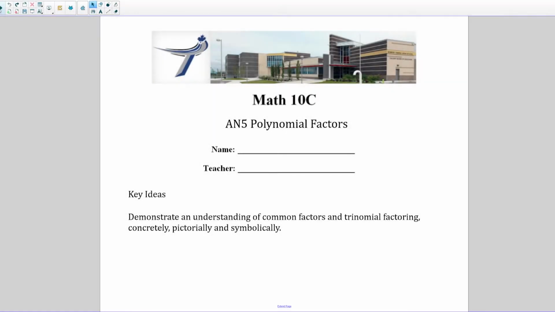Hello everyone and welcome back to another video. Today we're going to get started with the AN5 polynomial factors outcome. Some of the key ideas in this outcome include reviewing what a GCF is, or greatest common factor, as well as understanding what it means to factor polynomials, more specifically trinomials.